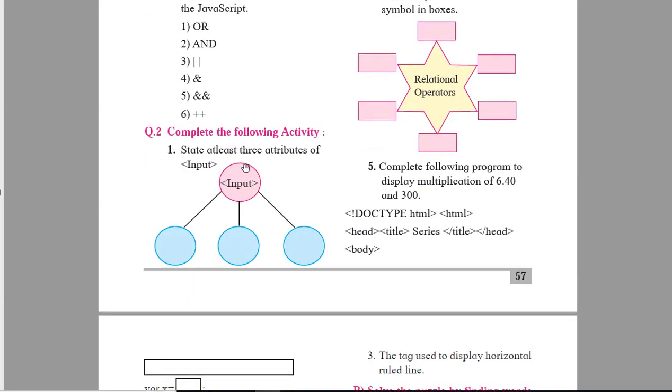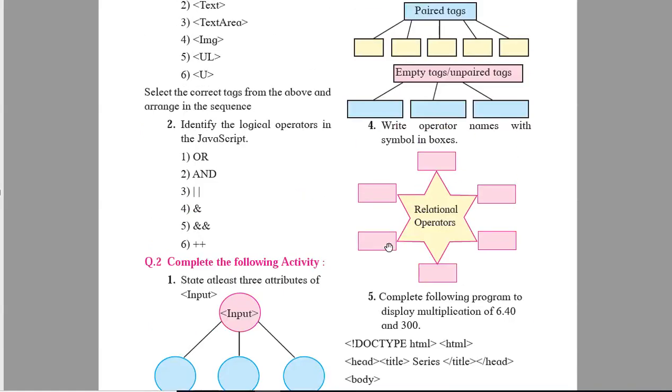Question number 2 is complete the following activity. You all have to complete this activity. What is the activity? You all have to state at least 3 attributes of the input tag. You all can write any 3 attributes. There are a number of attributes which are used with the input tag. You all can write any of the 3: type is there, name is there. You all can write any of them.